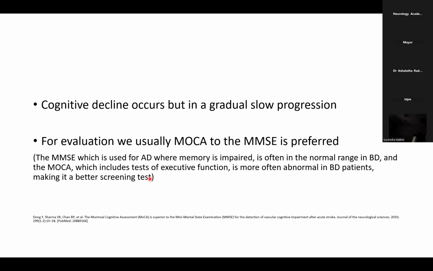For evaluation, we usually prefer MOCA to MMSE because, as previously seen for the case of NPH, MOCA tests more for the executive function, which is more often abnormal in patients of Binswanger disease, a vascular cognitive impairment, making it a better screening test for subcortical dementia.